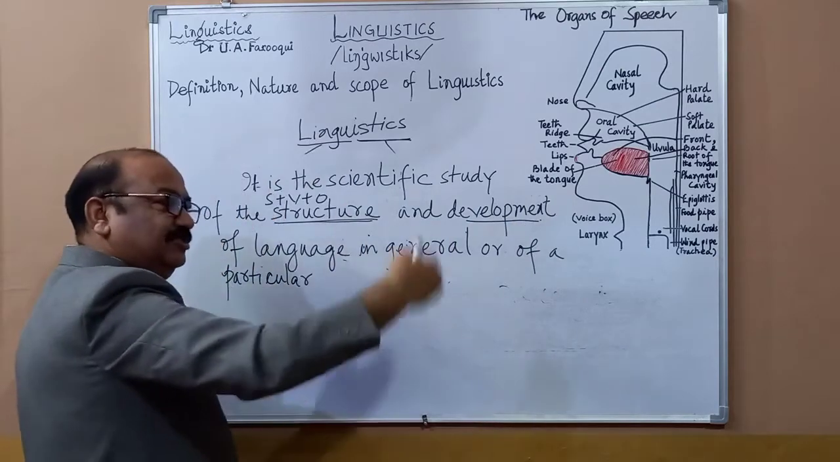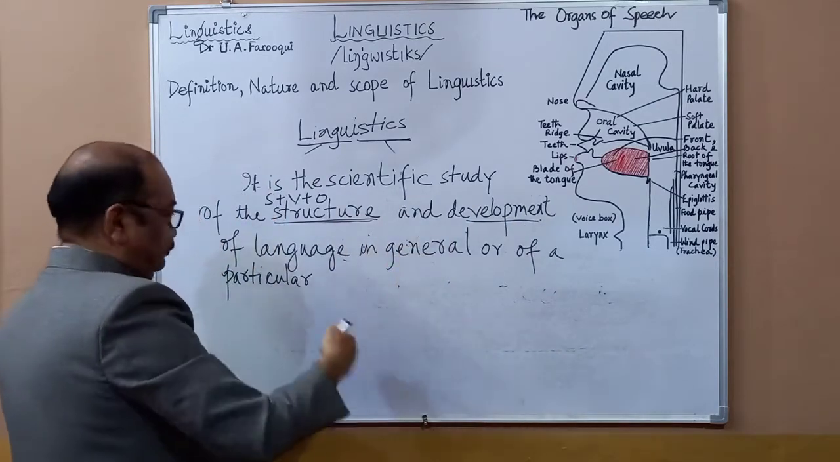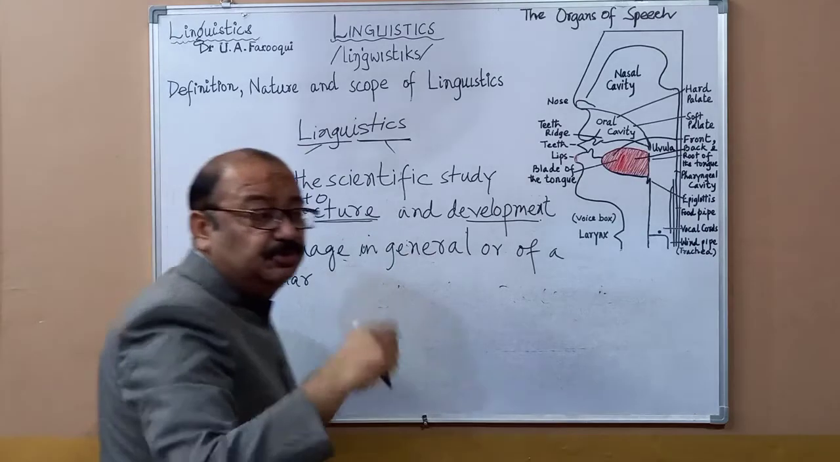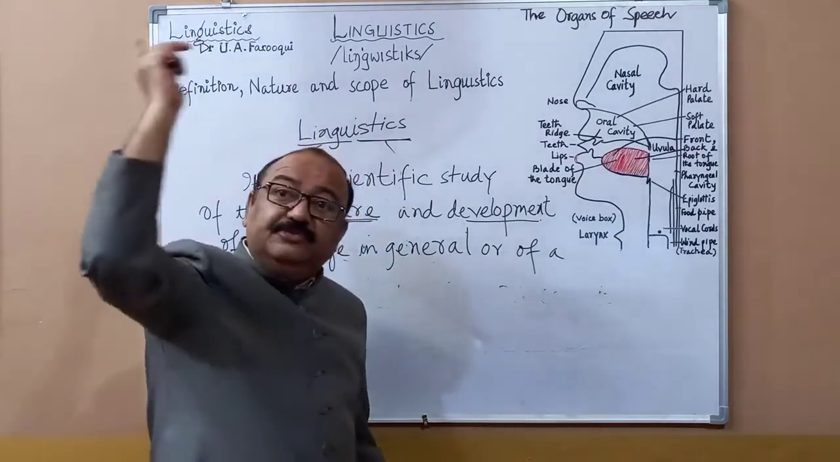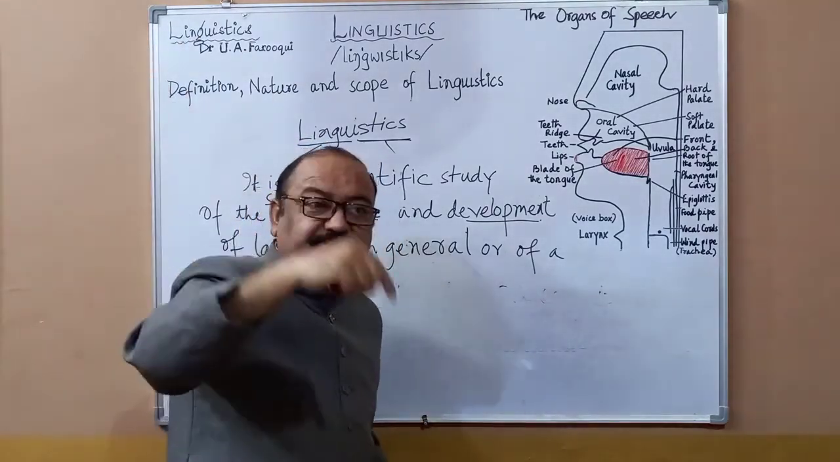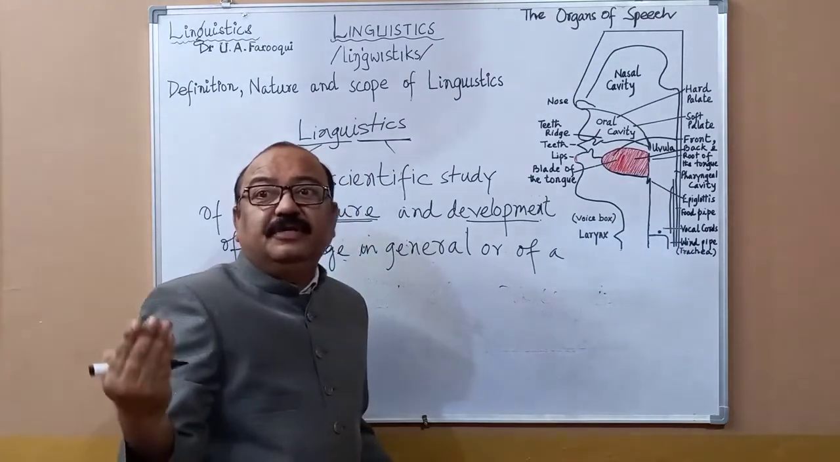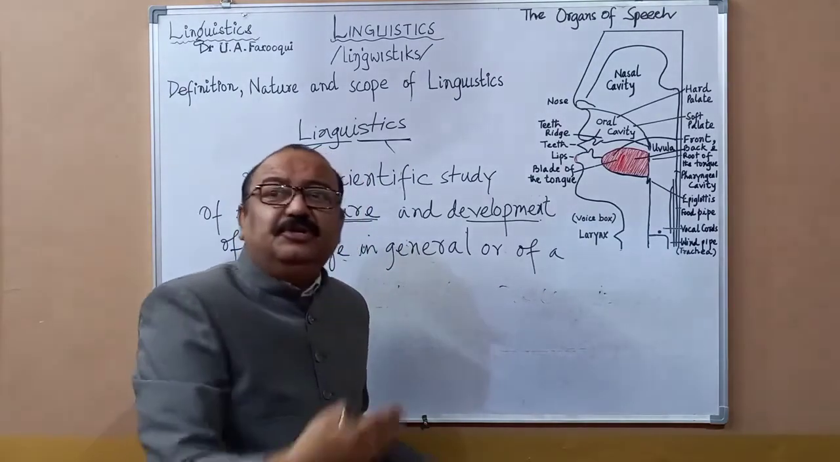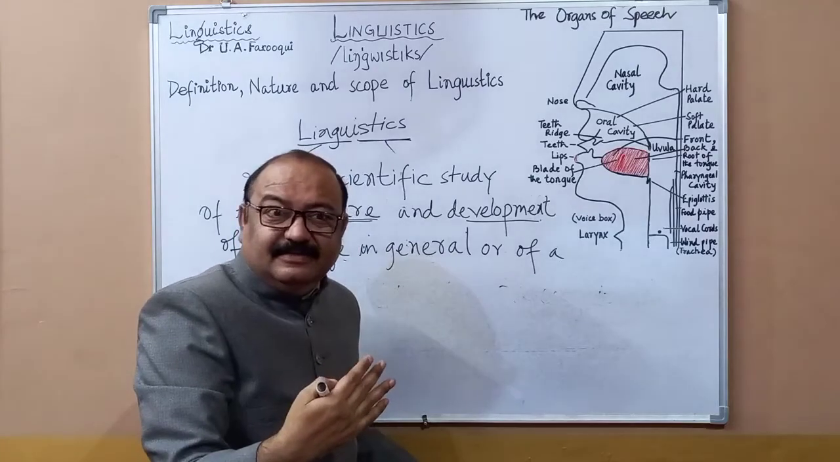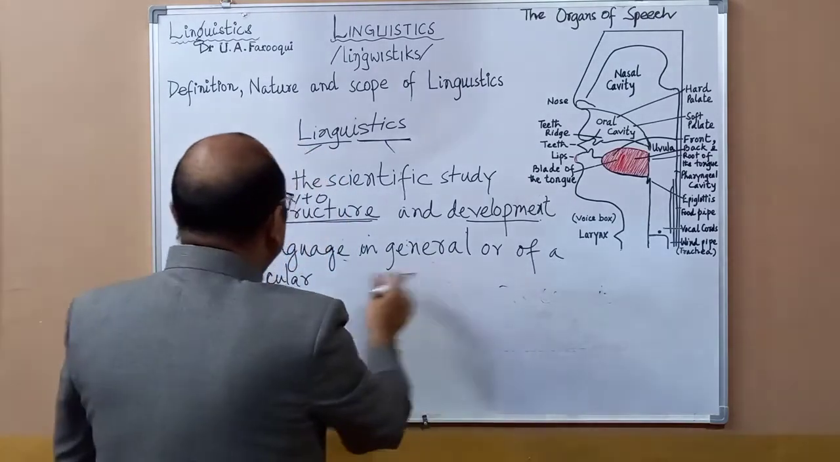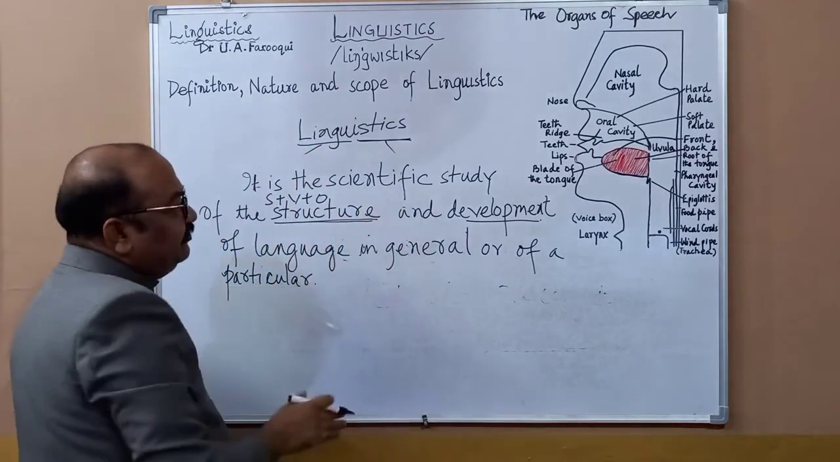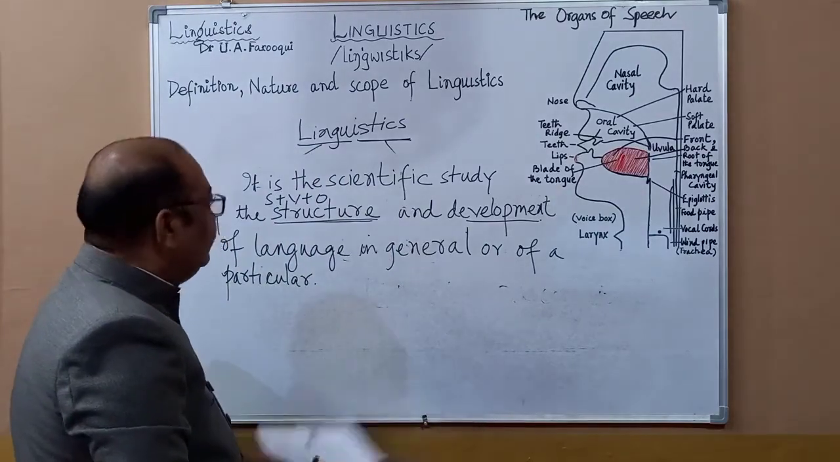Development means through time, through history, how language has evolved. English is just not the same as what was spoken in Chaucer's time or in Shakespeare's time. It is continually growing and changing. So this is the definition which I have taken from the Cambridge English Dictionary.